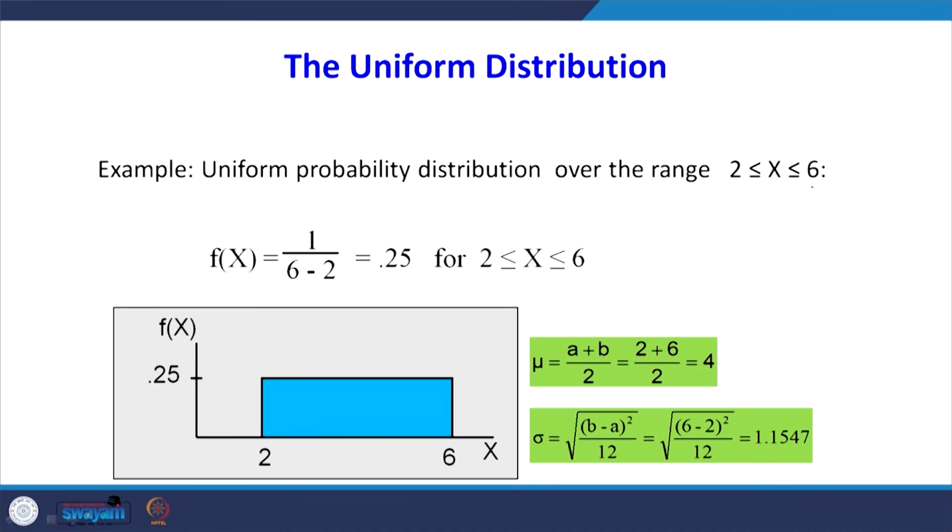In between 2 and 6, you can select any random value, maybe 3, or 4, or 5. The probability density of choosing 3 or 4 or 5 is 0.25. So, the mean is (a plus b) by 2; a is 2, b is 6, 8 divided by 2 is 4. Similarly, the standard deviation is (b minus a) divided by root of 12, that is 1.17.